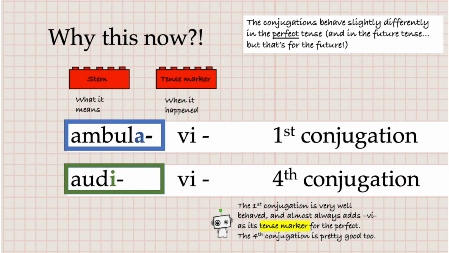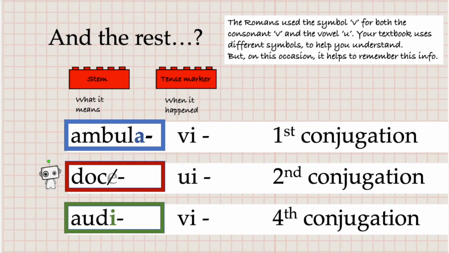Why are we talking about this now? Well, the different conjugations behave slightly differently in the perfect tense, and also in the future tense, but that's for the future. So, first conjugation and fourth conjugation are very well behaved, and have that vi, the "we" marker, so ambulavi and audivi. First conjugation is very well behaved and basically does that all the time. The fourth conjugation, yeah, mostly.